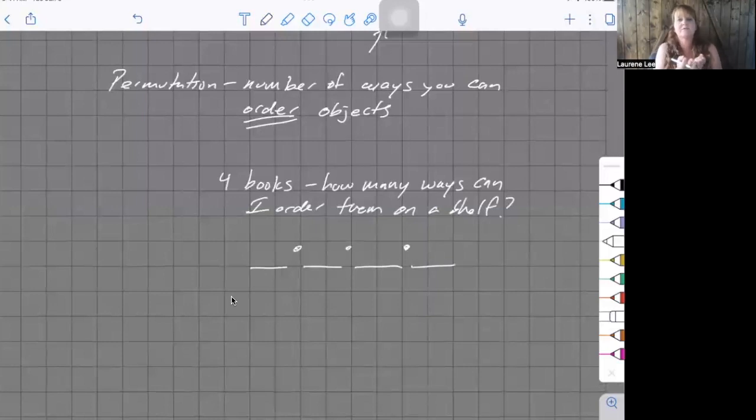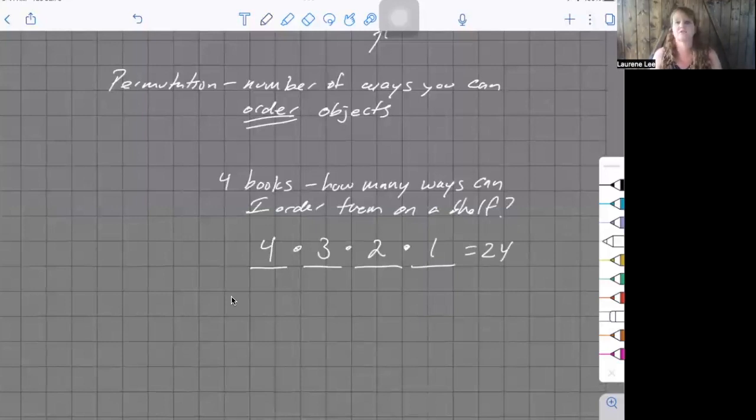As I stand here with my 4 books, the first place in the bookshelf has 4 options. I can put any of the 4 books there. So that's how many options I've got for that first scenario. In the second place, I've already chosen a book for the first place. Now I only have 3 left to choose for that second place. So this is going to be 3. Then I've placed 2 books. Now I only have 2 left. And then the last place, I only have 1 left. So this is an example of a simple permutation. And you multiply these, 4 times 3 times 2 times 1, and you get 24. So there's 24 different ways that I can order those books on a shelf.